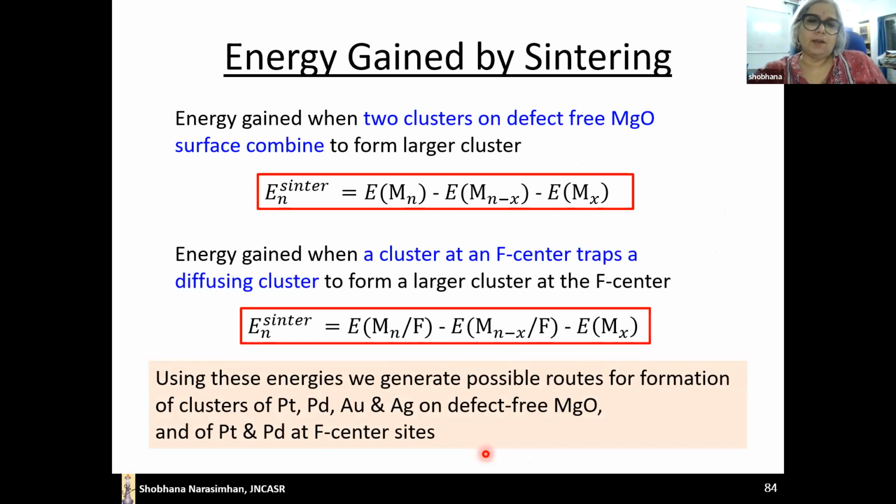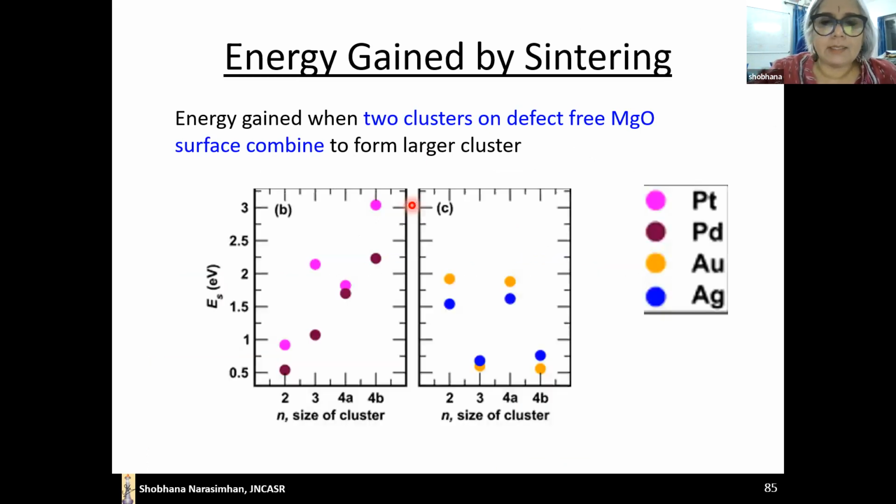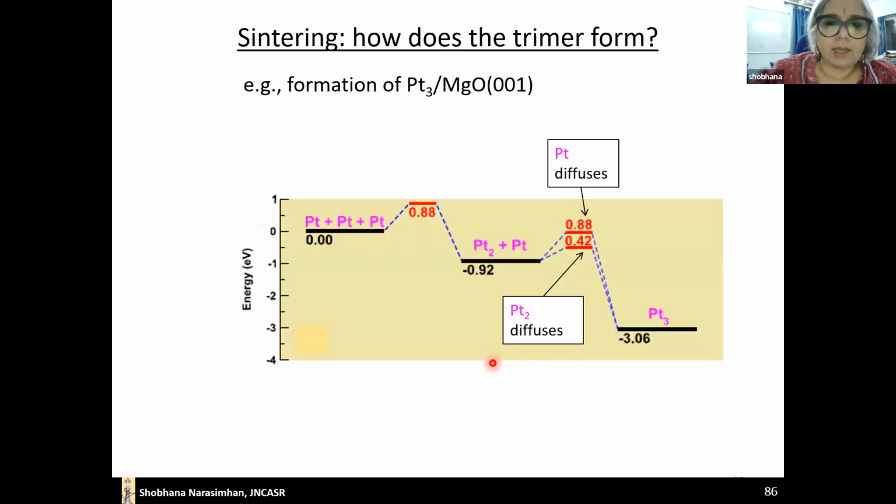So I think I'm almost out of time. So let me talk a little bit more about sintering now. So the energy gained by sintering. If you take a cluster with n minus x atoms and a cluster with x atoms and put them together to make a cluster with n atoms, you gain energy. So that is the sintering energy. And we can plot the sintering energy versus the size of the cluster for platinum, palladium, gold, and silver.